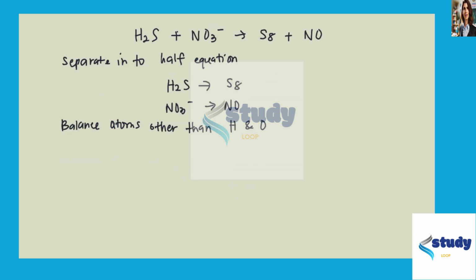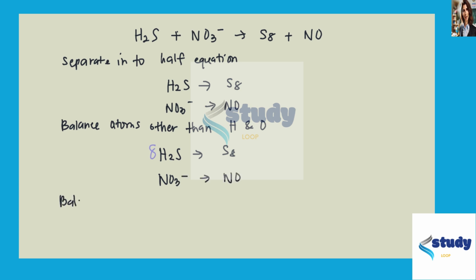So here, for the first equation, we're going to balance S. To do that, we have to put 8 in front of H2S in order to form 8 sulfur on that side. Meanwhile, in the other equation, nitrogen is already balanced, so we don't need to do anything on that.